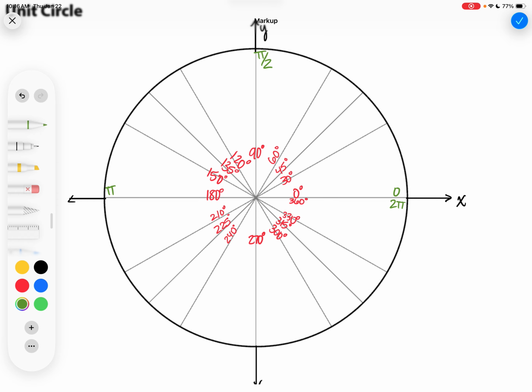The next easiest one to do are increments of 45 degrees. How many sets of 45 degrees are in the top 180? Every increment of 45 degrees. 4. Yep, there's 4. So they're going to be pi over 4s. So at 45 degrees, it is pi over 4.